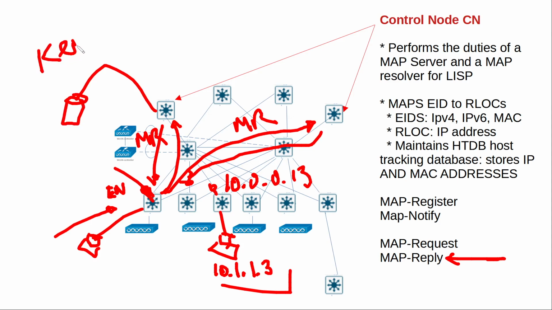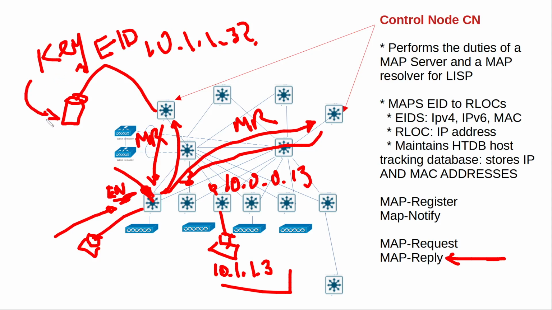The key in order to look up the database is the endpoint ID. So this edge node here will have to provide this information. It is asking where is 10.1.1.3. Then after performing a lookup in this database, in the host tracking database, the control node will be able to tell what is the RLOC that corresponds to this endpoint ID.